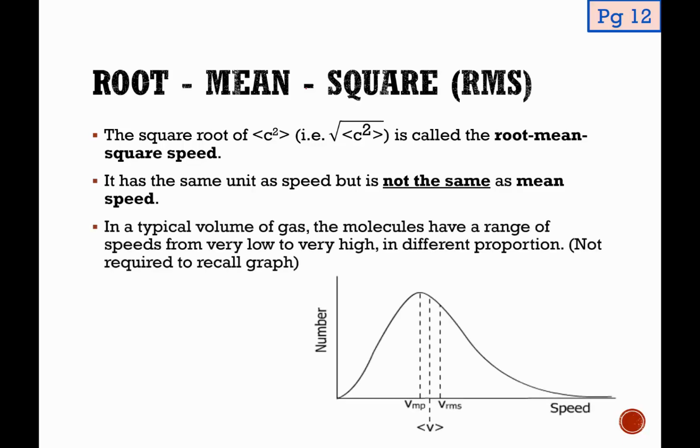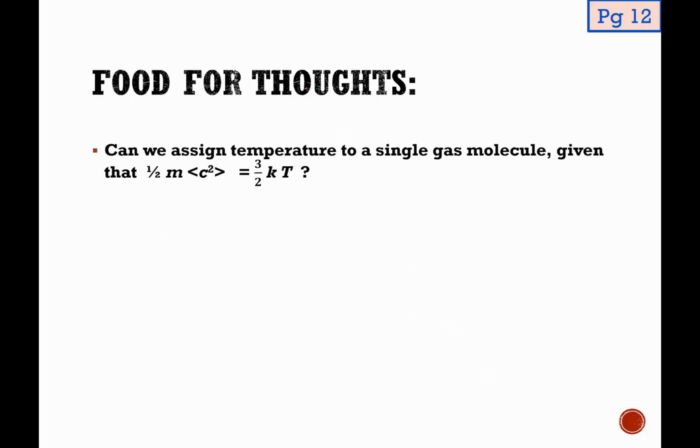The idea here is basically that in any gas with so many molecules, it is impossible that all of them are traveling at one particular speed only. Each molecule is traveling at a different speed, just like how we relaxed the assumption in step 2 when deriving the pressure formula. So essentially, they have a range of speeds, but we can calculate a single root mean square speed. As for the food for thought, can we assign temperature to a single gas molecule since half mc squared is equal to 3/2 kT?